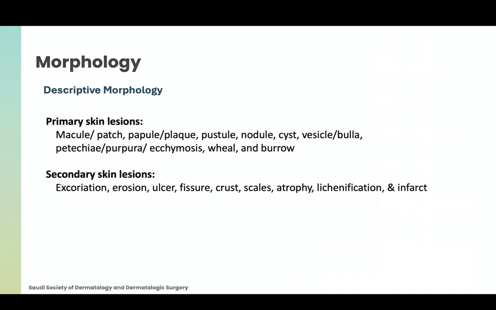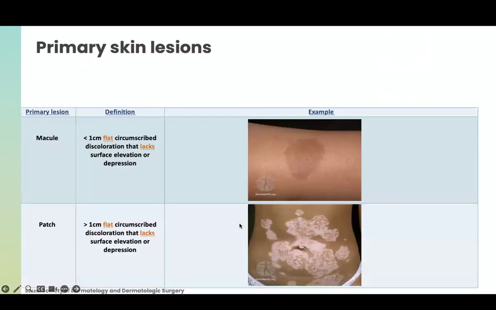So what are the different primary and secondary skin lesions we have? For our primary skin lesions, we have macules and patches, papules and plaques, pustules and nodules, cysts, vesicles and bulla, petechiae, purpura, ecchymosis, wheal, and burrow. Some of them are more broad, some of them are more specific, like wheals and burrows. Secondary skin lesions that we have are excoriations, erosions, ulcer, and fissure, crust, scales, atrophy, lichenification, and infarct. And we're going to go over each one, don't worry. So we're going to start off with primary skin lesions.